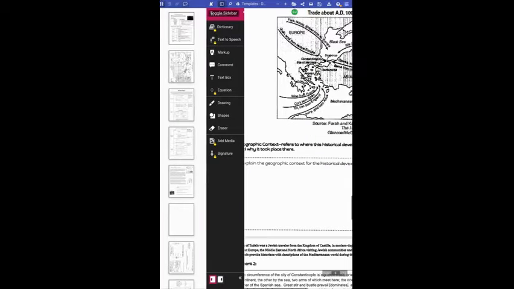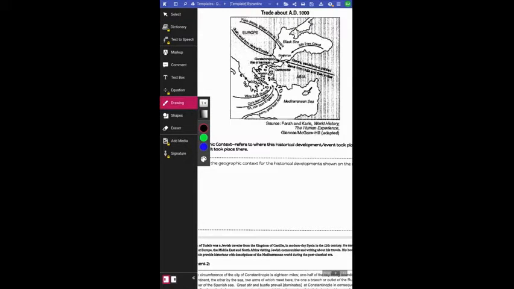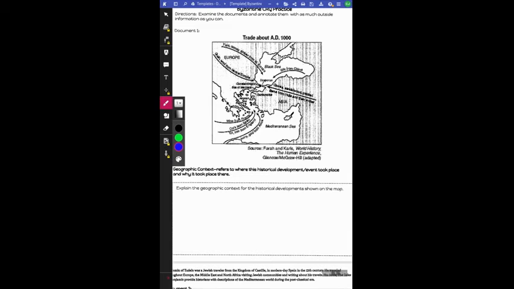Right, so we are going to talk about trade. It says, explain the geographic context for the historical development shown in the map. I'm going to pick blue as my color to write in. So when I'm explaining the geographic context for the historical development shown in the map, the historical development is going to be trade. Okay?